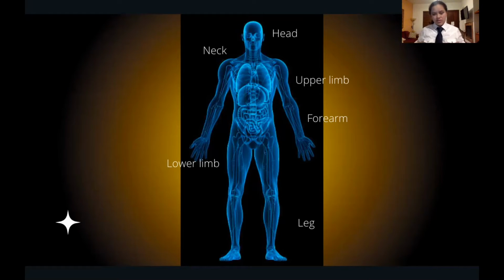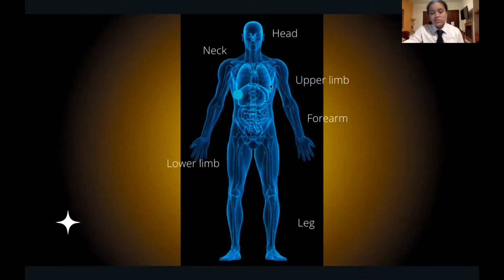This one is the trunk. As we can see, the pointer is on the trunk. So the trunk consists of the chest, the abdomen, and the pelvis. You can see here my chest, my abdomen, and the pelvis.